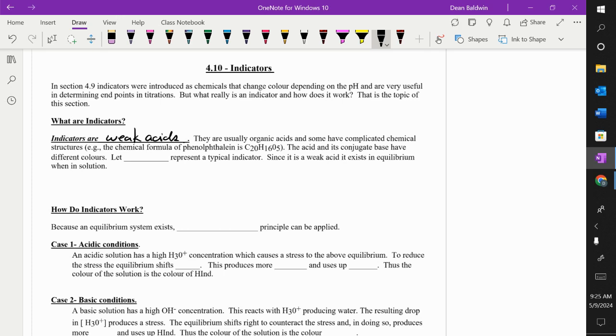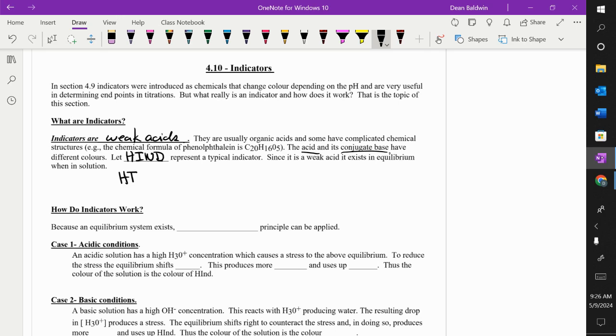Usually organic acids, so they have big complex formulas. But they have different colors depending on if they have a proton attached or not. So it's an acid and its conjugate base. That will give you different colors. So we can set up an equilibrium for a general indicator. So HInd, H for the proton, Ind for indicator.